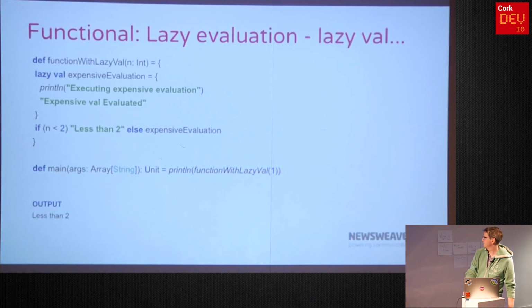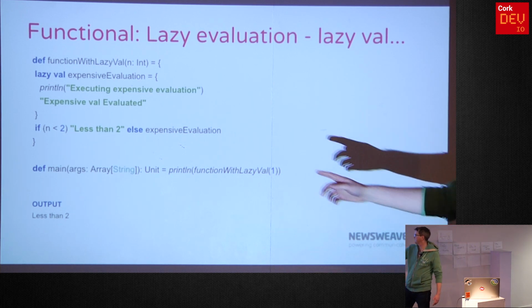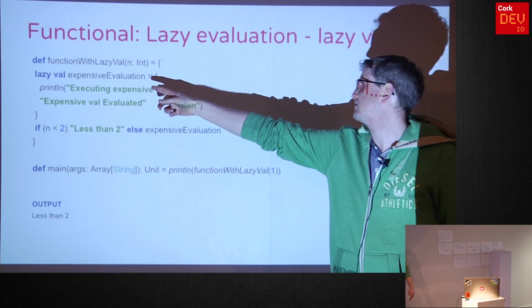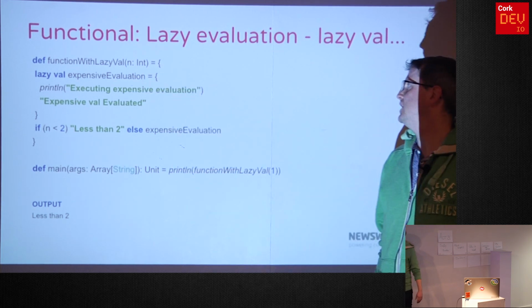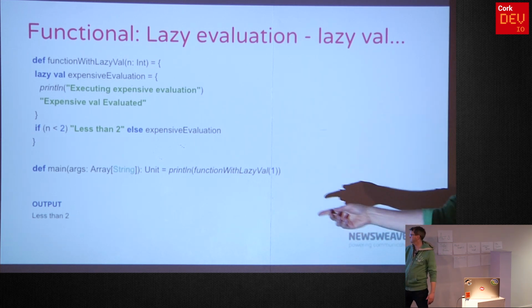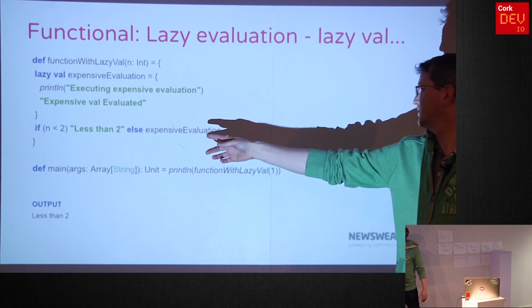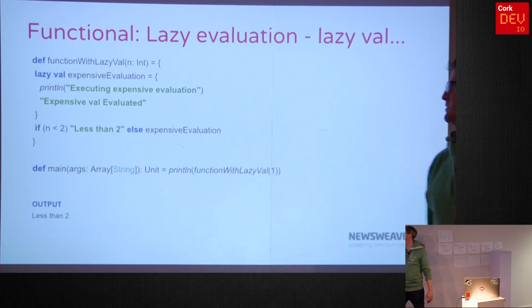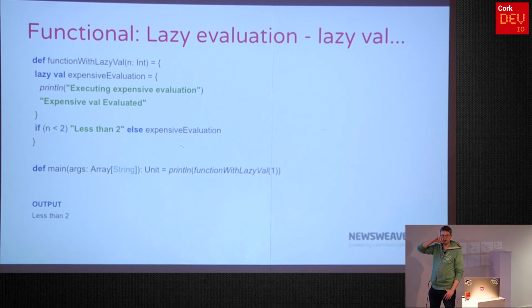You can do it a slightly different way. You can also have lazy vals, which is this declaration here. When you're declaring a value, this expensive evaluation, you can just declare it as lazy, and then Scala will treat it as lazy, and it'll only evaluate it if it's needed. So again, you pass in 1, less than 2. It doesn't need to evaluate the expensive evaluation, so we never see it getting evaluated in the output. The other advantage is that it'll cache the result of that evaluation. So if it does finally need to evaluate that for some reason, it'll cache the result, and if it ever has to be evaluated again, it has it in memory. If it's a really expensive evaluation, it's pretty efficient to be able to cache that.